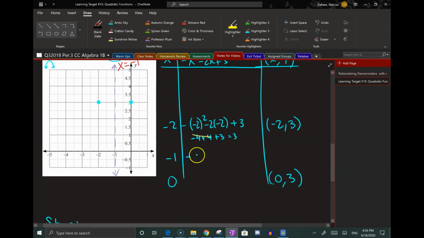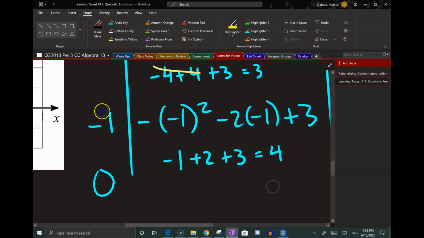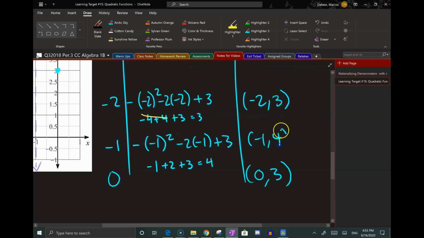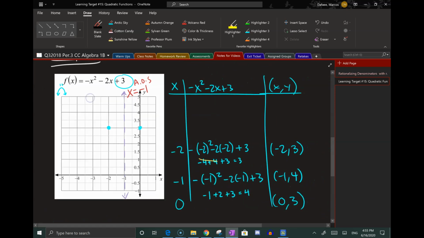Okay, so negative 1. So you have negative first, negative 1 squared minus 2 times negative 1, and then plus 3. So negative 1 squared, okay, you do that first. That's going to be a 1. This negative will attach itself and make it a negative 1. And then you have plus 2 and plus 3. And putting all those together, what you end up with is a 4. So this is going to be negative 1 comma 4. And then you go to your table, you go to your space, your coordinate plane, negative 1 comma 4. Where is that? Right over there. Look at that. Right on the AOS line.